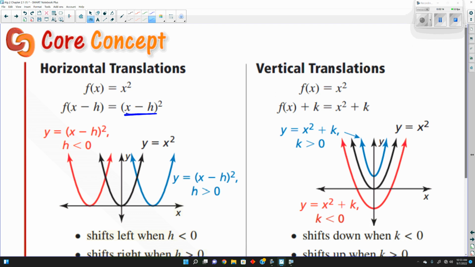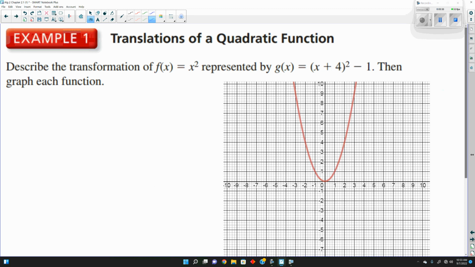And then if we have a value being added outside the parentheses, or to that x squared, it's moving it up or down. And the biggest thing with these transformations, it's going to help us with solving. It's going to give us an idea of what the graph should look like, how the function should behave. And we're not going to have to graph any of these here. So when we look at this first one here, we want to describe the transformation. And that's it. We're not going to have to graph it. We're mainly just describing the transformation of this function from the x squared.